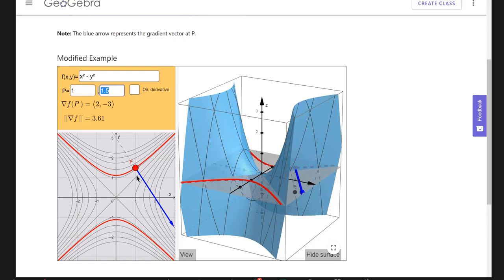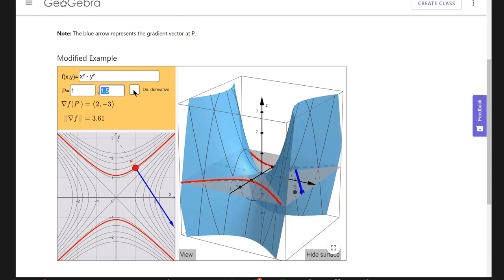In light of what we said last time, we can see that the gradient is pointing in the steepest direction you can move. So from the point P, the steepest direction we can move is to start heading in this way. Then let's have it compute the directional derivative for us.